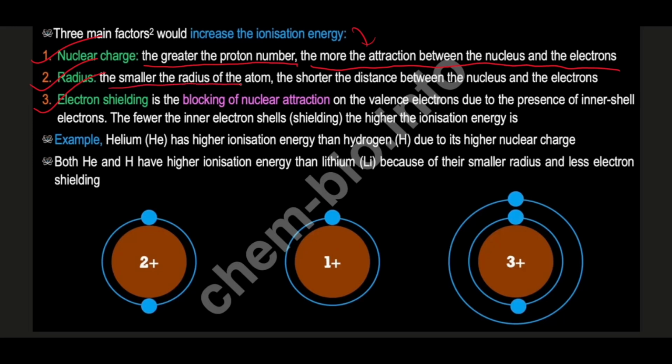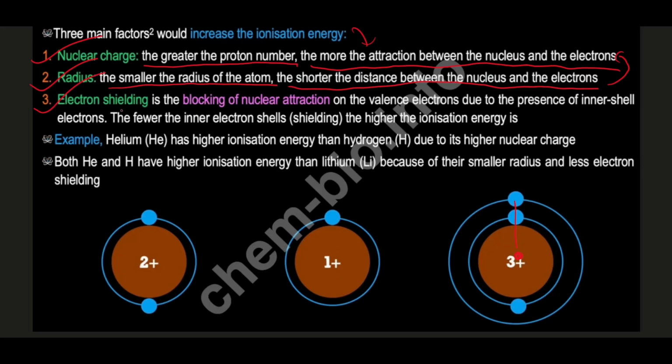Radius: the smaller the radius of the atom, the shorter the distance between the nucleus and the electrons, isn't it? Did you understand what I'm trying to say? Why? Because of the first reason. If the distance decreases between the nucleus and the outer shell electrons, won't there be more attraction? So if there is more attraction, won't the ionization energy increase?